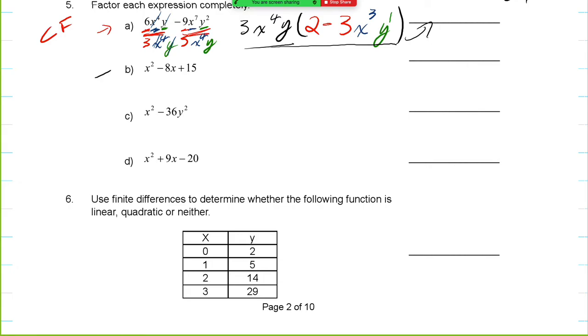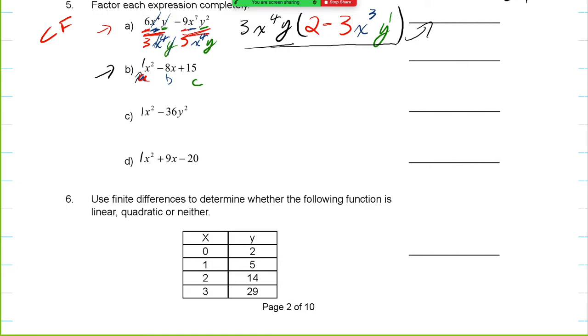In the second one, we can use a product and sum. You'll notice that the a value here is just 1, and it's actually 1 for all of these. So these are some simple factoring. What we can do for this is find a value that adds to the middle term. So we'll label these. This would be our a, this would be our b, and this would be our c.